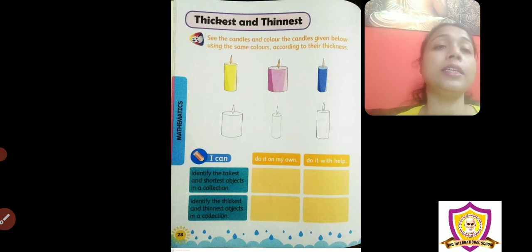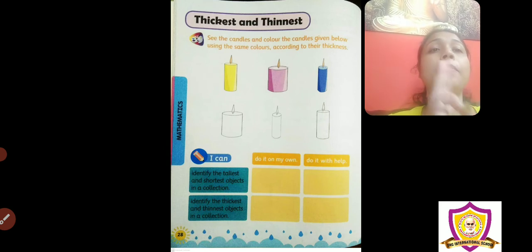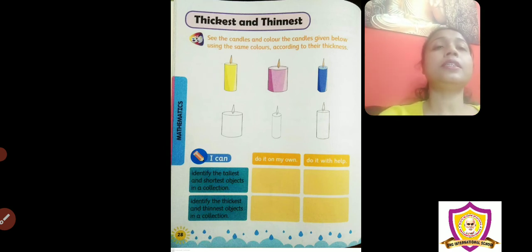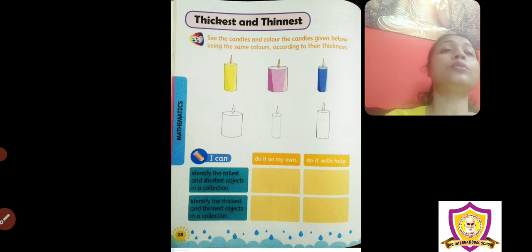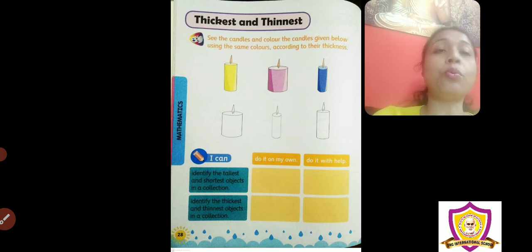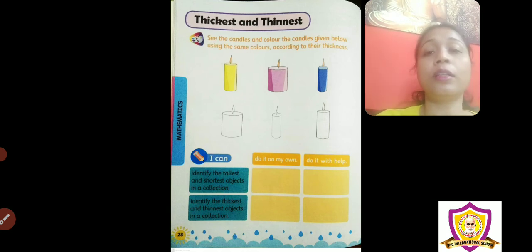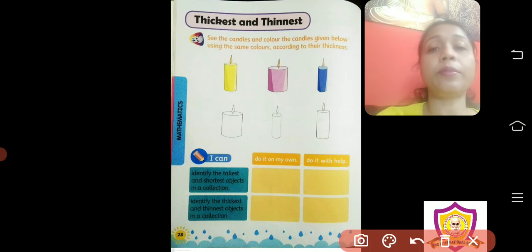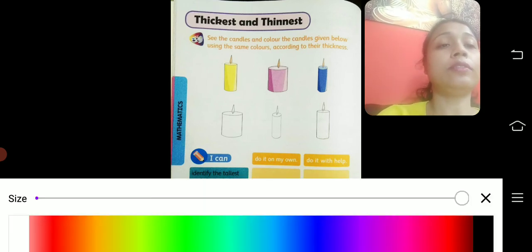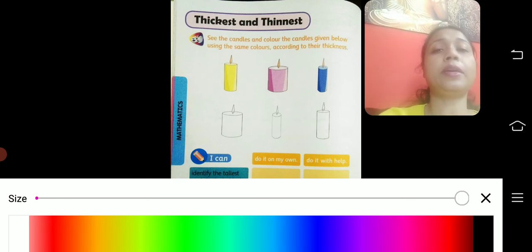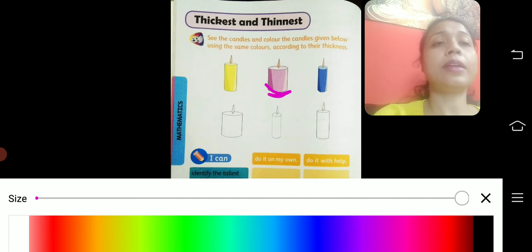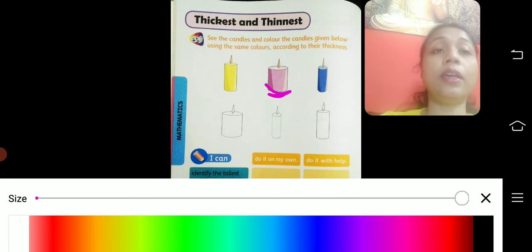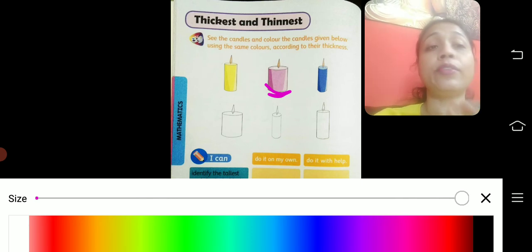Children, thickest and thinnest. Here they have given a picture of three candles, right? And they say to see the candles and color the candles given below using the same color according to their thickness. So according to their thickness, first, the thickest one is which color? Can you tell me what is the color of the thickest one? Let me take my brush. Yes. What is the color of the thickest one? It is pink. Let me take pink color. This is pink. Right?